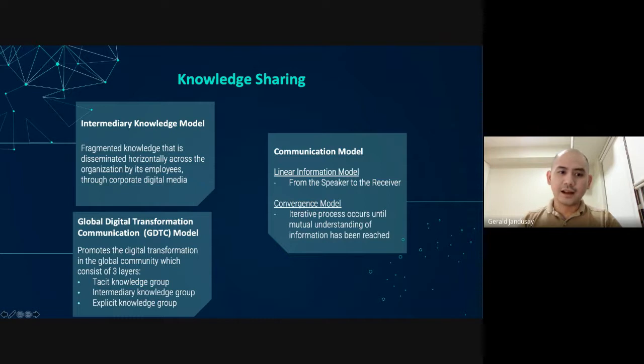So with that, the author proposes this global digital transformation communication model, in which it promotes the digital transformation in the global community, which consists of three layers. The first layer is the tacit knowledge group. The second is the intermediary knowledge group. And the last one is the explicit knowledge group.